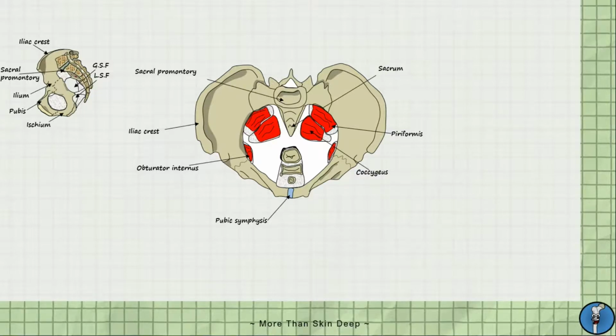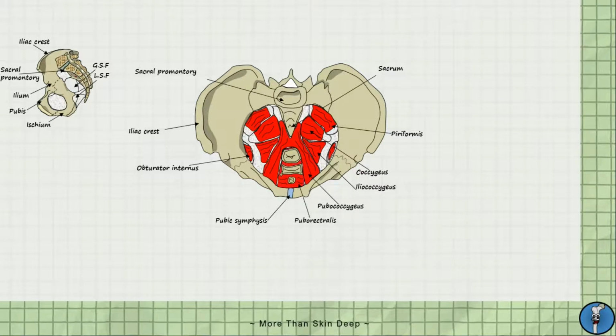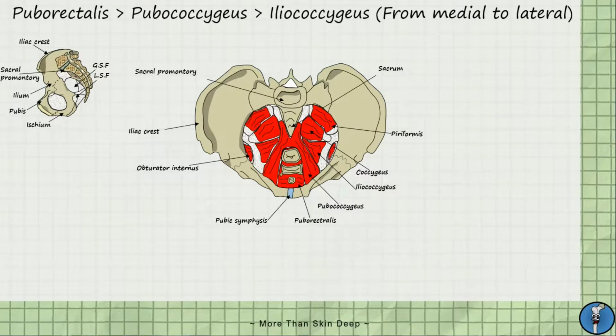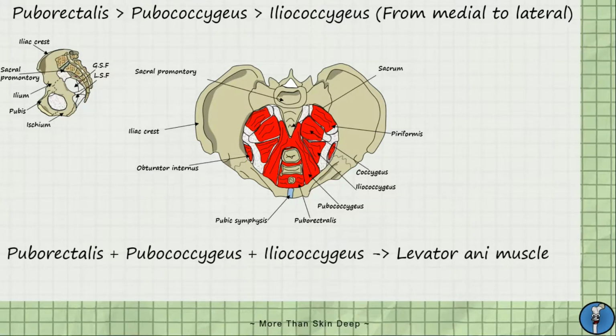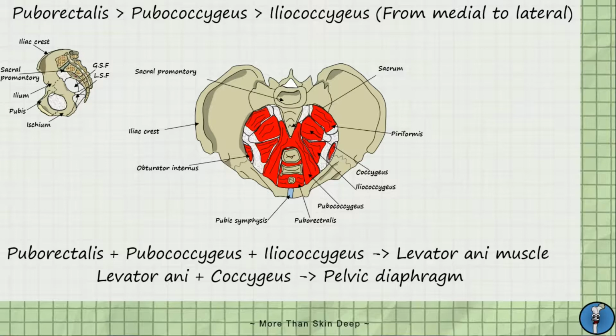Further medially, we meet the iliococcygeus, pubococcygeus, and puborectalis. These 3 muscles run in that order and are arranged from most lateral to most medial. Collectively, they form the levator ani muscle. The levator ani and coccygeus muscles together form the pelvic diaphragm. You will notice 3 structures which pierce the pelvic diaphragm in a female. These are the anal canal, vagina, and urethra, respectively, from most posterior to most anterior.